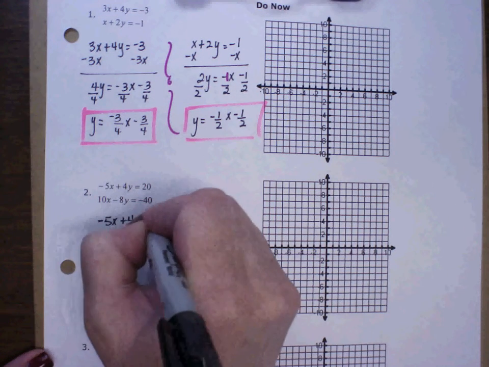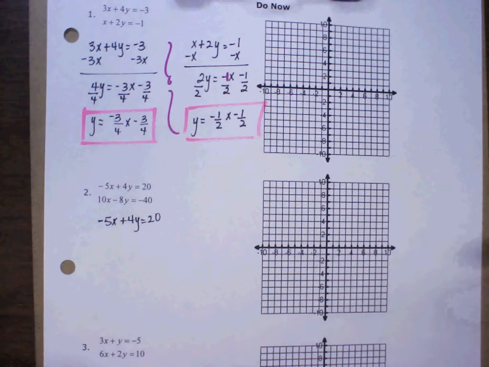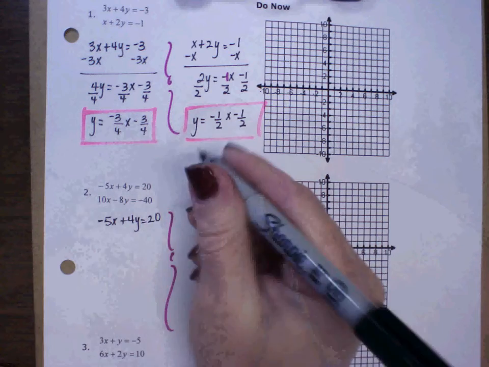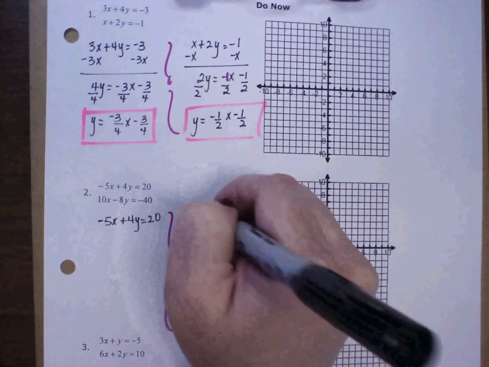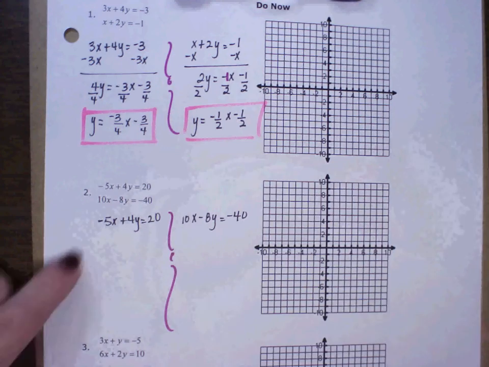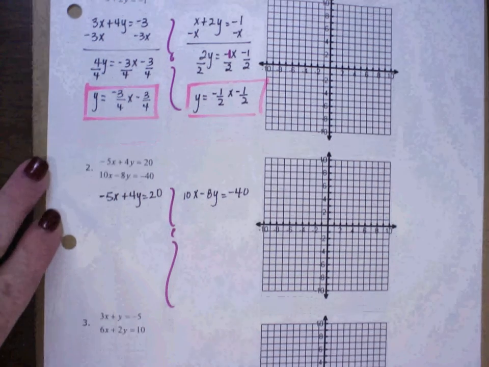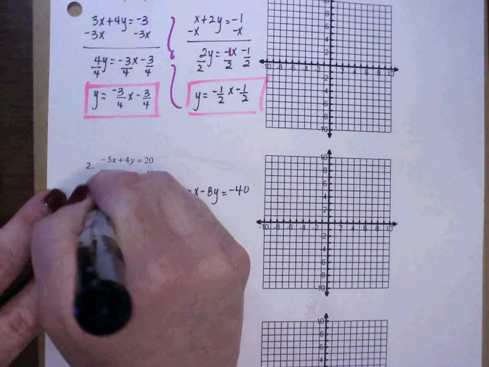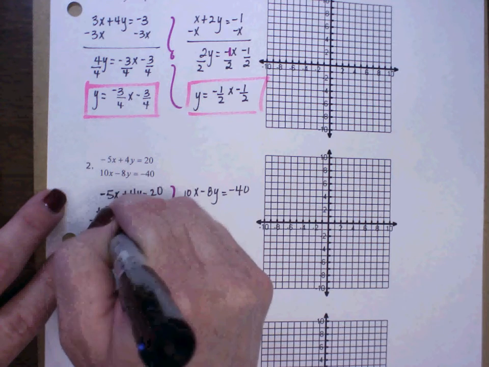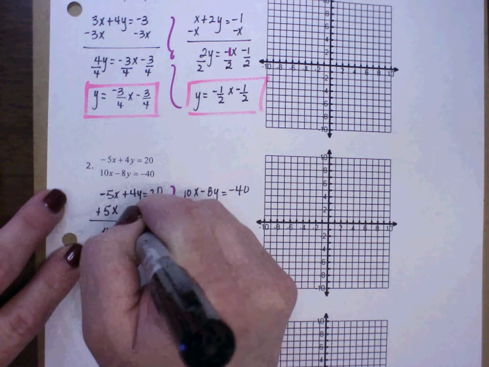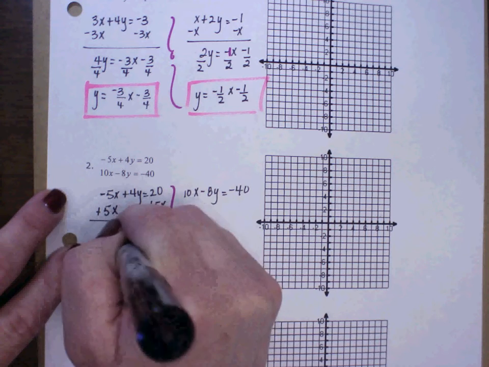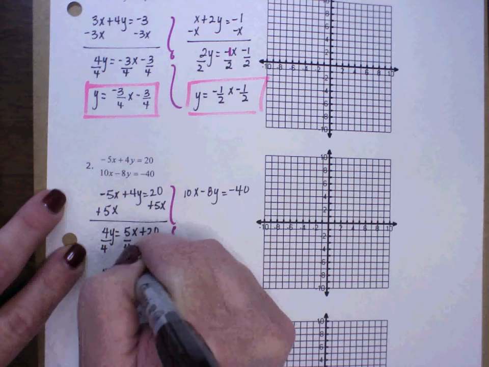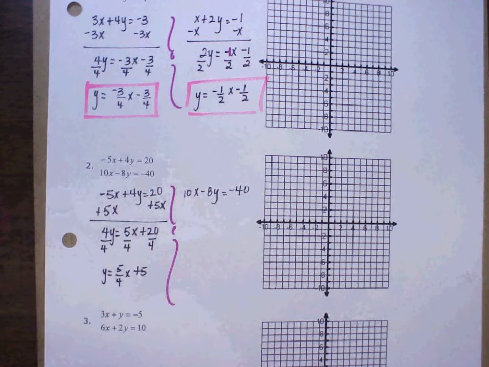Minus 5x plus 4y equals 20. And then 10x minus 8y equals negative 40. Okay, so for the first one, I'm going to have to add 5x. So that would be 4y equals 5x plus 20. Divide by 4. 5/4 x plus 5. Very good.